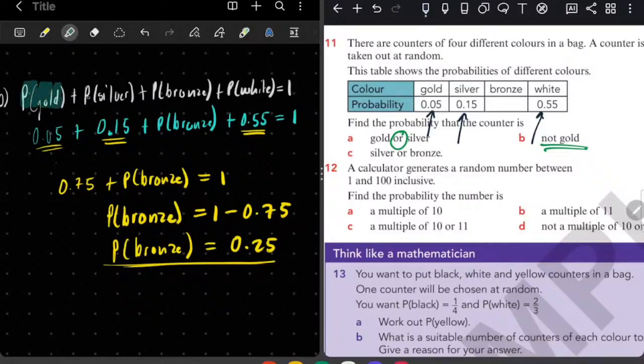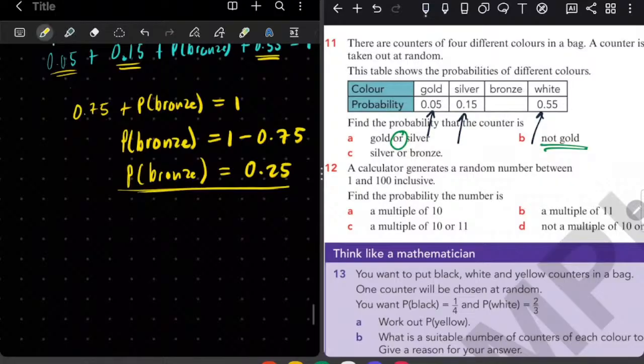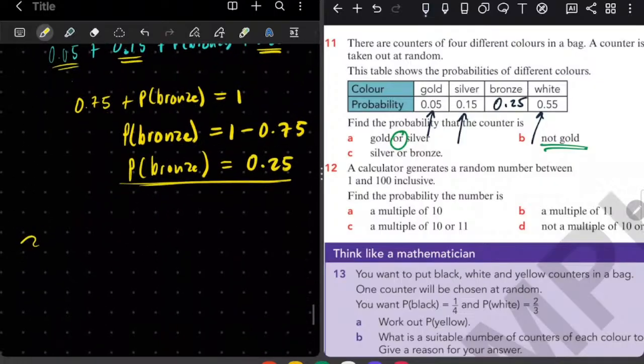Well done. You add to give you 1. You add to give you 1. Don't forget, they won't tell you, but I have told you. Remember that. So now let's do what they want. Here we know it's 0.25. Now they want the probability of gold. So here is another one.